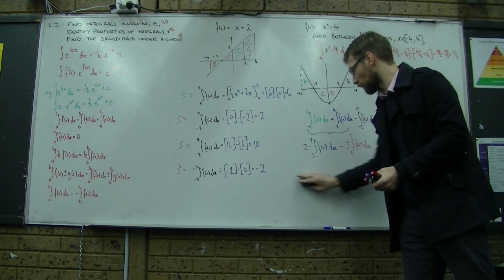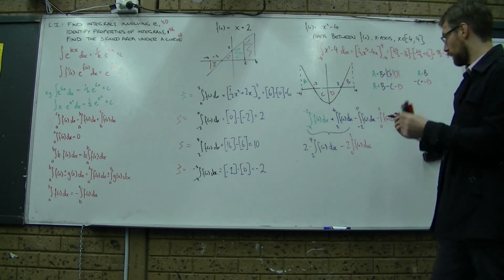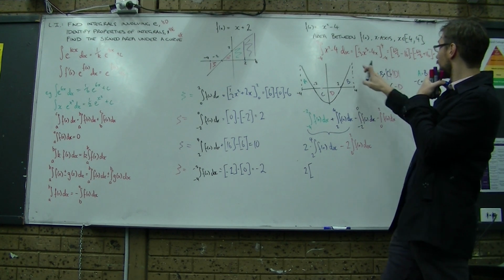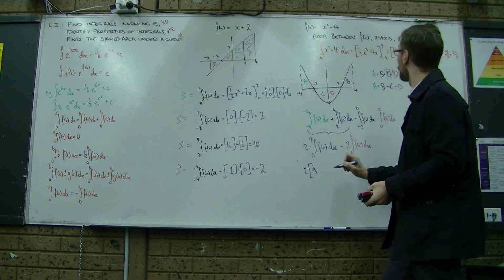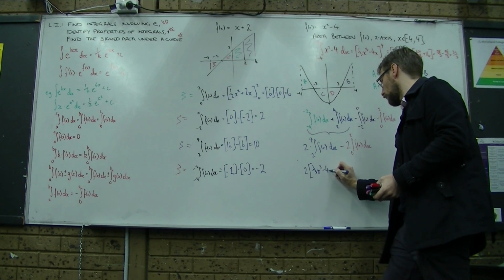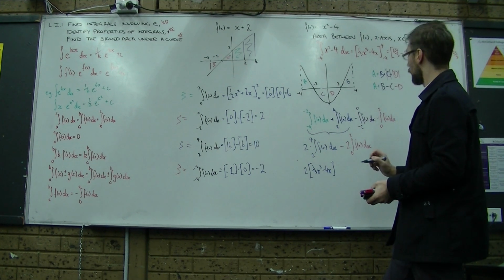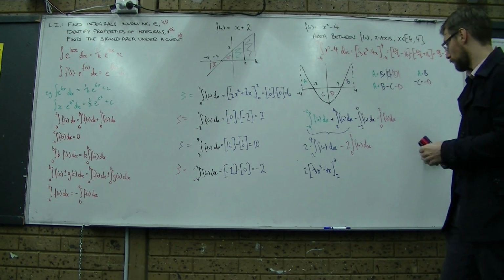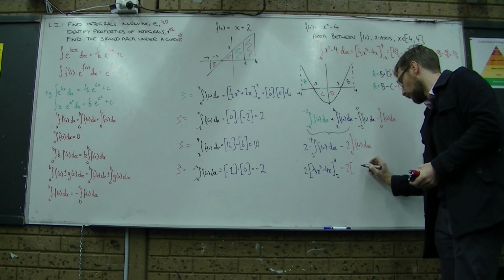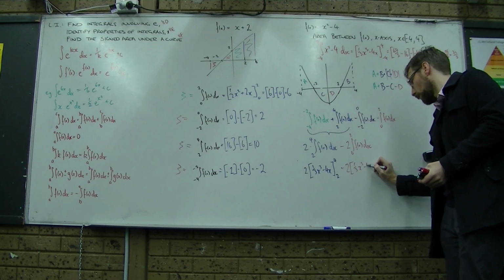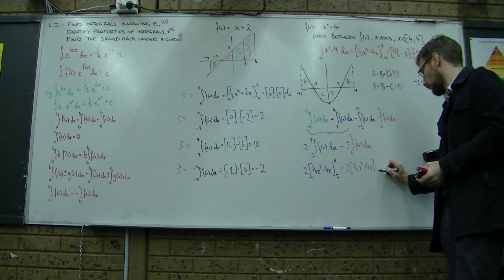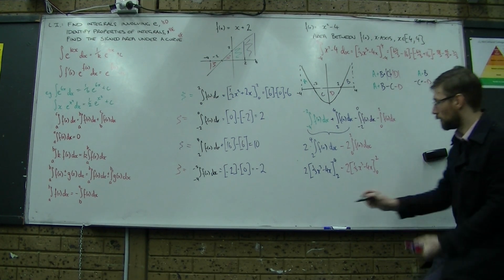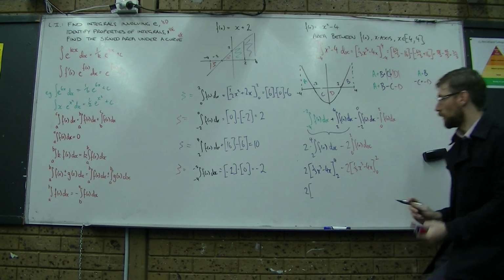And now we can start to actually calculate what we're doing. So we've got 2 lots of integrate over this, what's that? 1/3 x cubed minus 4x. Is it 4x? Yeah. Between 4 and 2, minus 2 lots of 1/3 x cubed minus 4x between 0 and 2. Okay. What do you got?